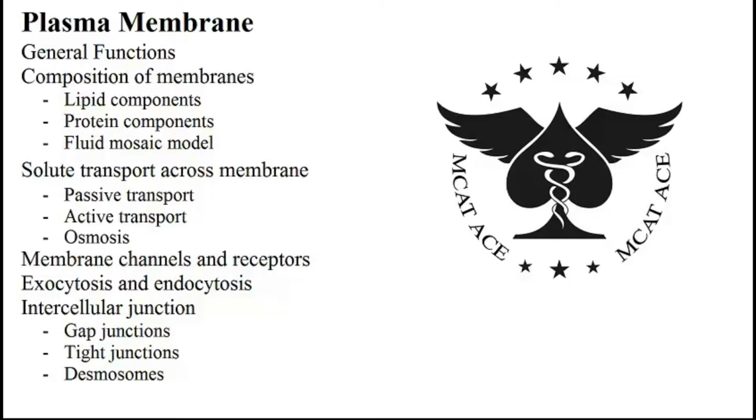This video is going to cover the functions of the plasma membrane as well as its composition, which is made of the lipid as well as protein components. And then we will describe the fluid mosaic model, go over different modes of transport across the cell membrane, discuss the functions of proteins within the cell membrane, which includes acting as channels, enzymes, or receptors. We will go over the difference between exocytosis and endocytosis, and then finally we will discuss how the cell membranes of the adjacent cells are being connected to each other.